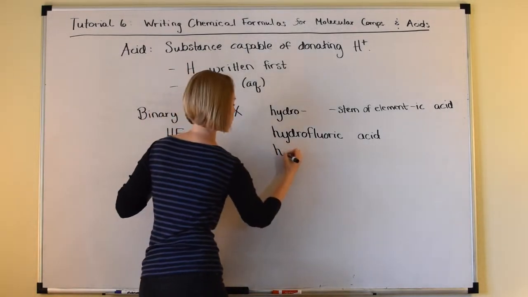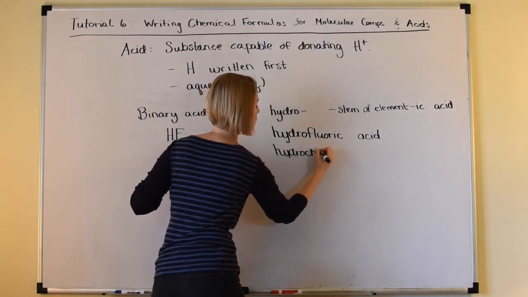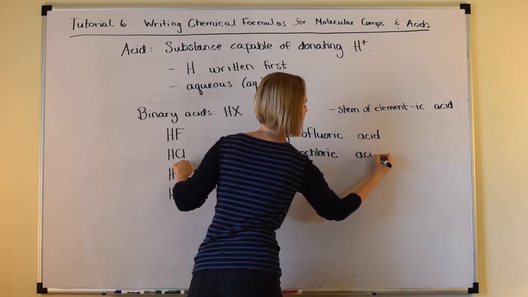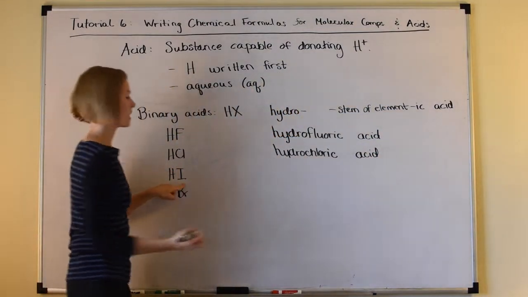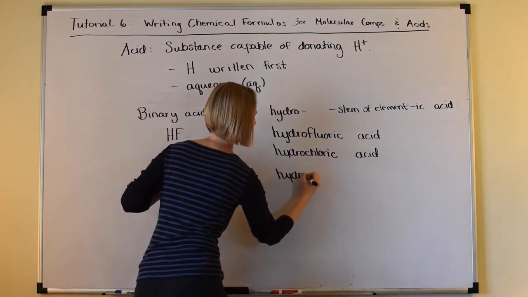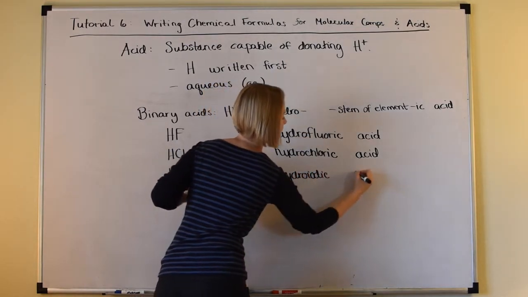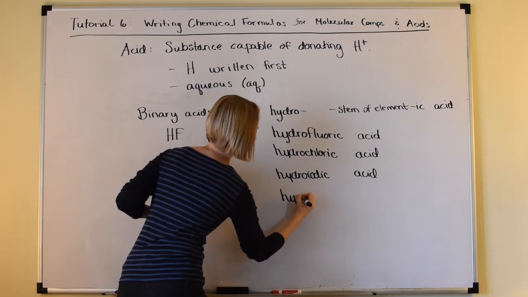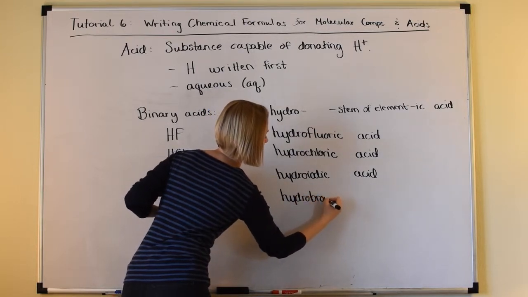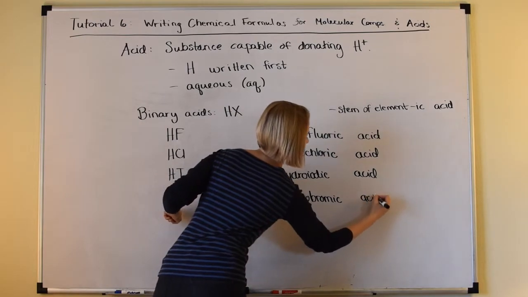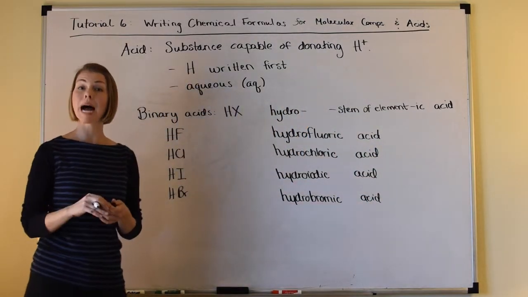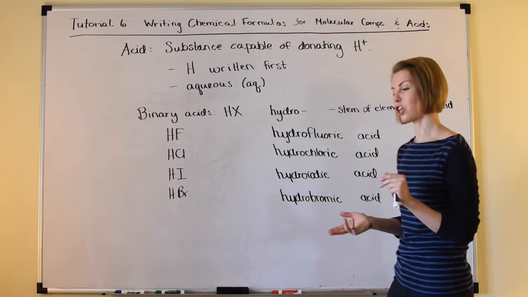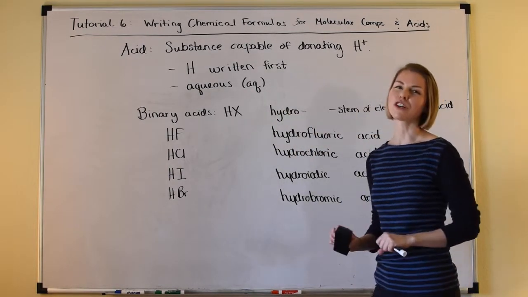HCl is going to be hydrochlor, the stem of the element, plus ic: hydrochloric acid. HI is hydroiodic acid. And last but not least, HBr, we have hydrobromic acid. Okay, so those are the 4 binary acids that you are likely to run into in your introductory chemistry class. Now let's go on to the slightly harder part, which are your oxy acids.